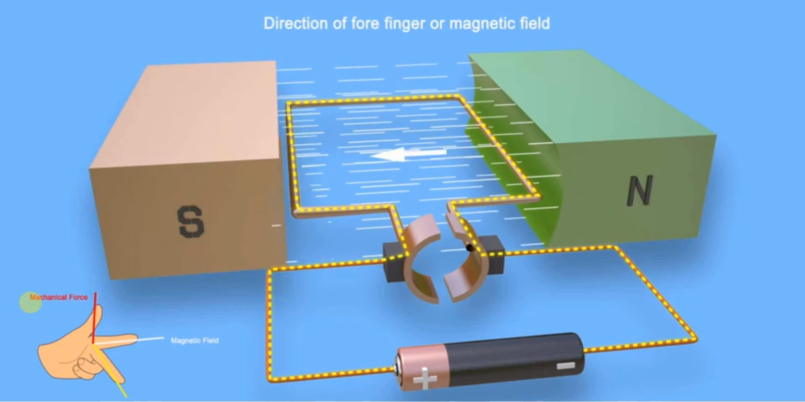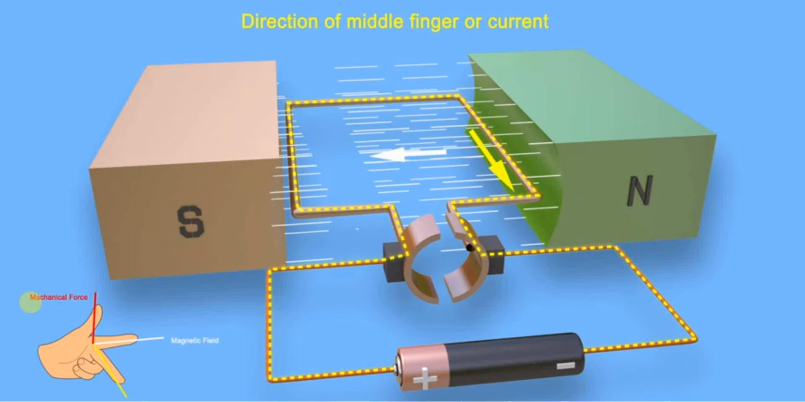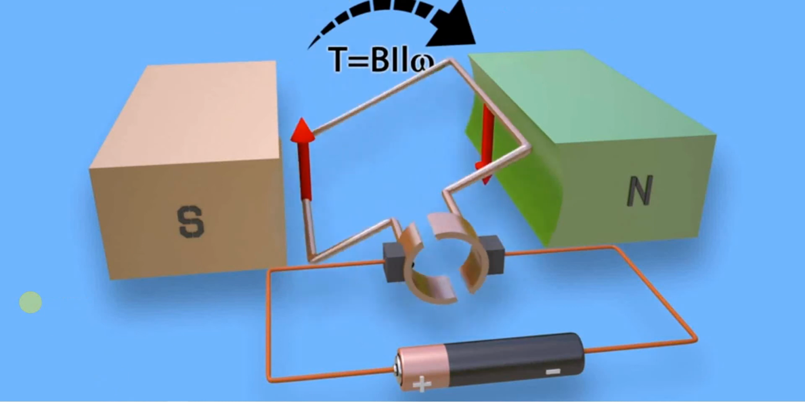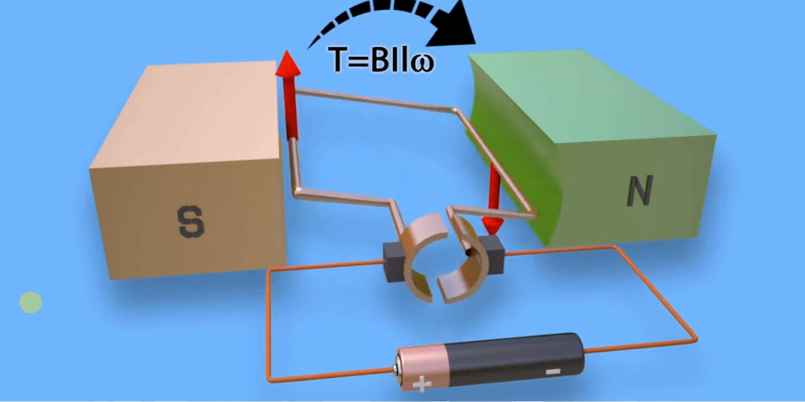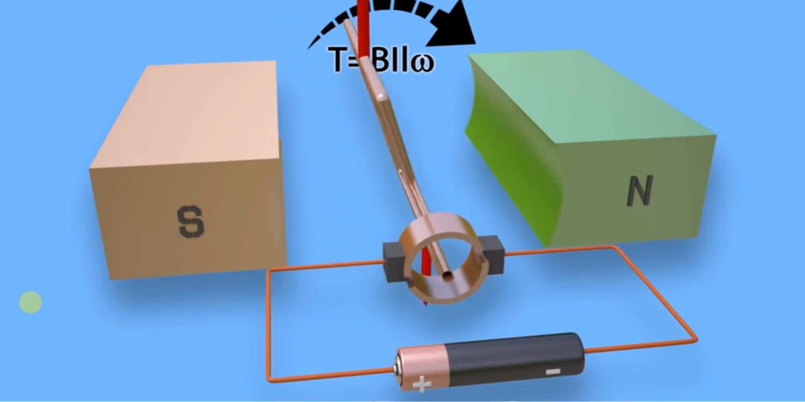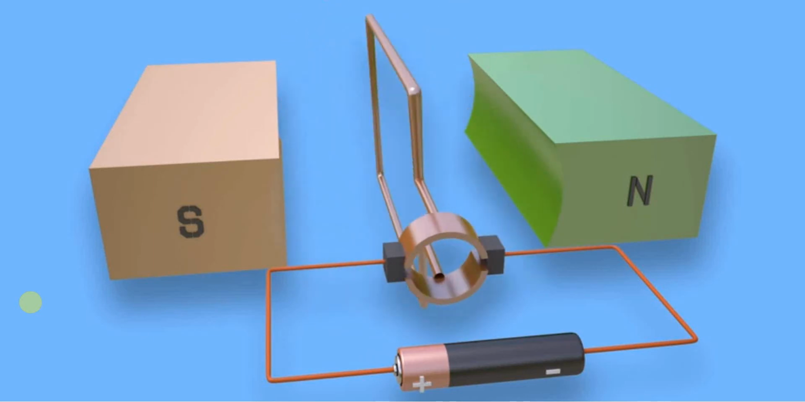Similarly, if the forefinger is aligned along the direction of the magnetic field, from North Pole to South Pole, and the second finger is aligned along the direction of the current in the right side conductor, then the thumb indicates the direction of the mechanical force. Due to these upward and downward forces on the turn, a torque is produced and the turn rotates in the clockwise direction, as shown.